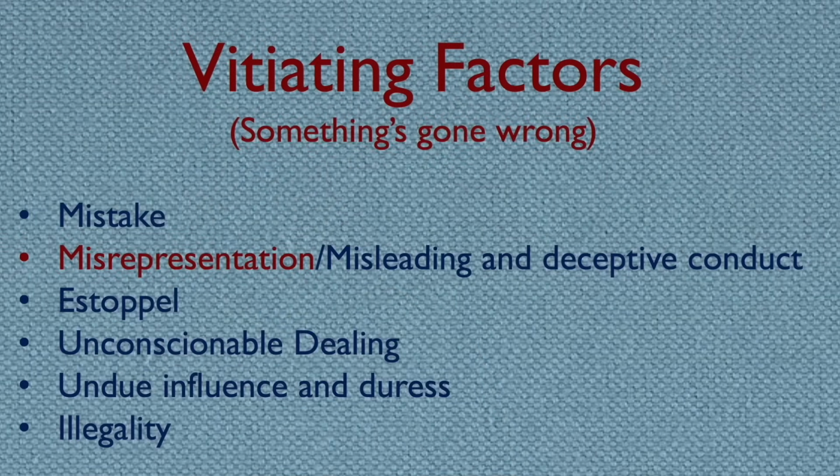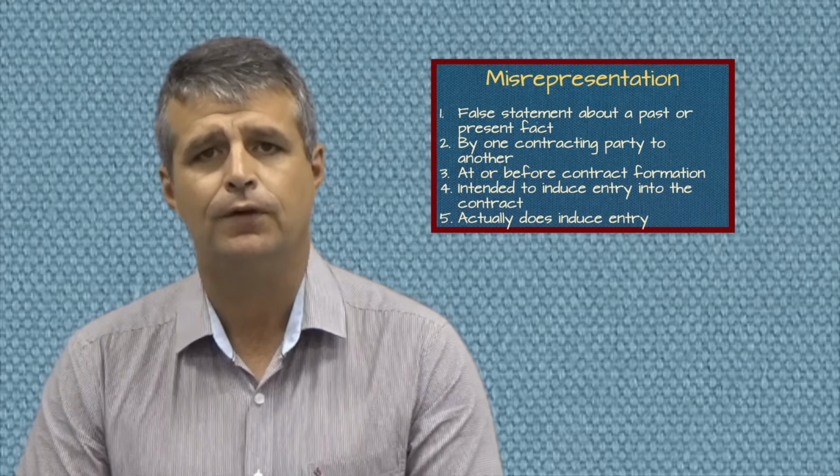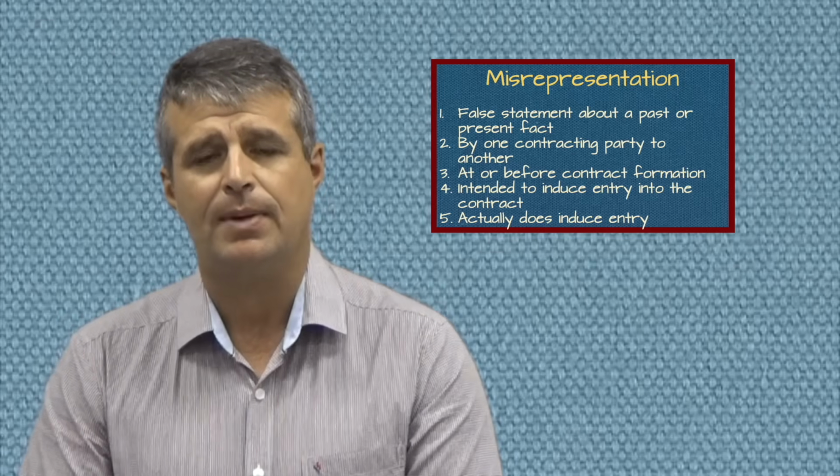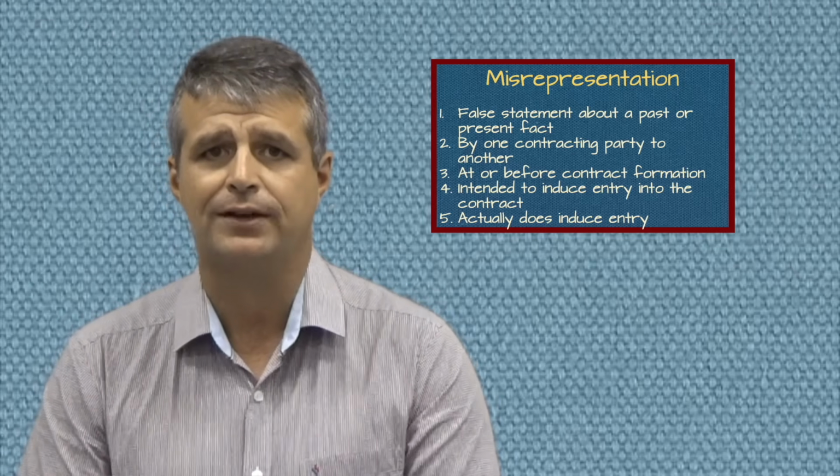Now we're going to get a bit more sinister and look at misrepresentation. This happens when one party is actually trying to lead the other party into a mistake or a misunderstanding. To prove that misrepresentation has occurred, you need to show 5 things. First, you need to show that there has been a false statement about some past or present fact.